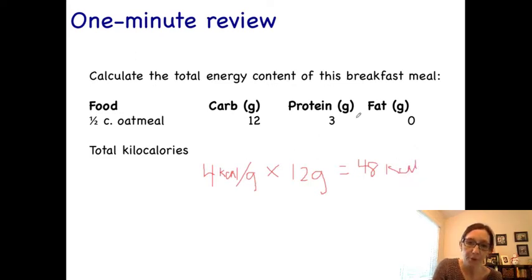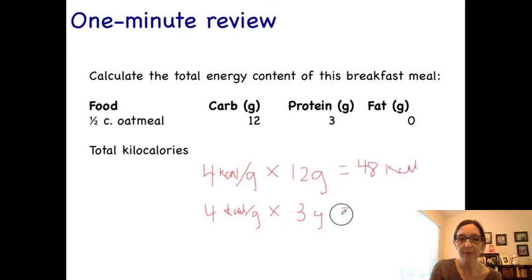Okay. For protein, how many kilocalories per gram? Remember back, it's also 4. So we have 4 kilocalories per gram. And we're going to multiply this by 3 grams of protein. And we get from that, of course, 3 times 4, 12 kilocalories.